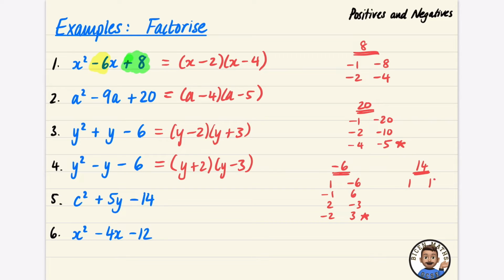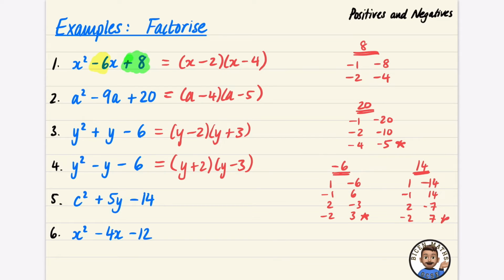So it's either going to be 1 and negative 14, or negative 1 and 14, or it's going to be 2 times 7. So one might be negative. We want it to add to 5. This one's going to go to minus 5, this one is going to be 5. 7 take away 2 is 5.